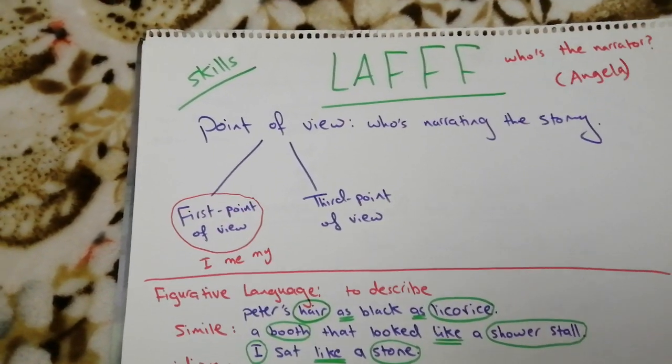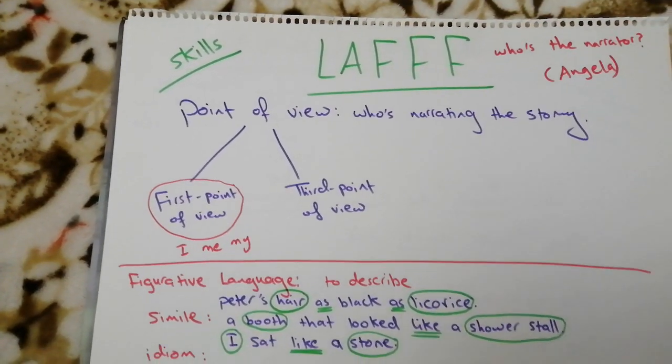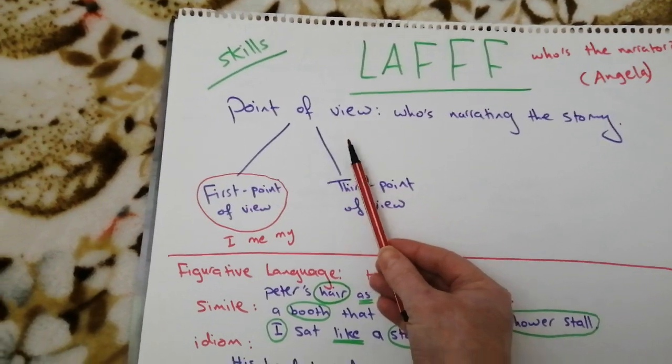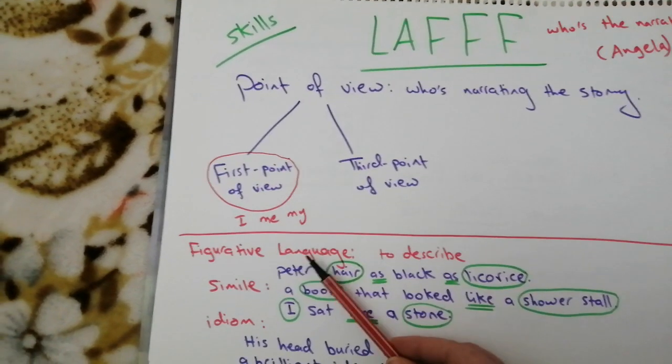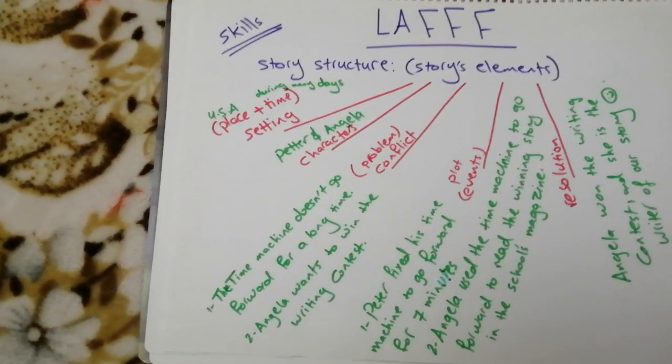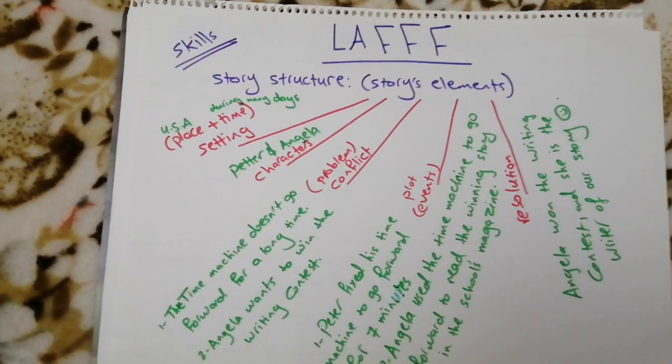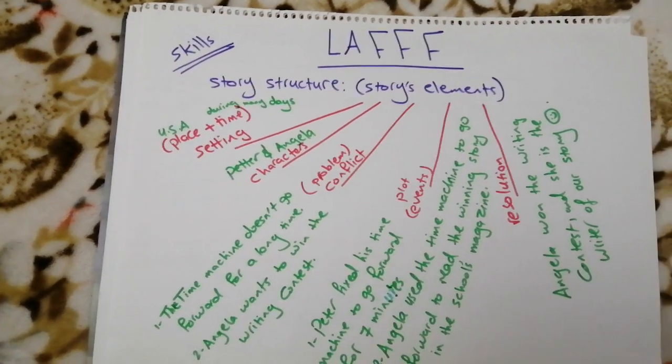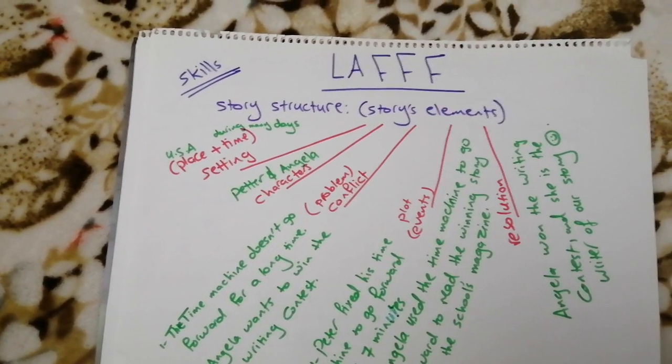So these are the skills, the important skills in our story. As we said, the point of view, which is first point of view, the figurative language, simile and idiom, and of course the main skills, which is the story's structure, or the story's elements in our story, LAFFF.